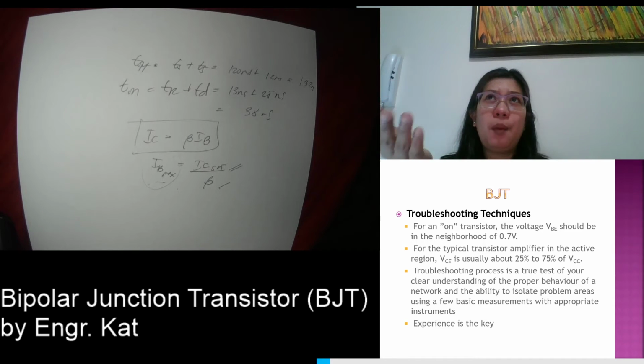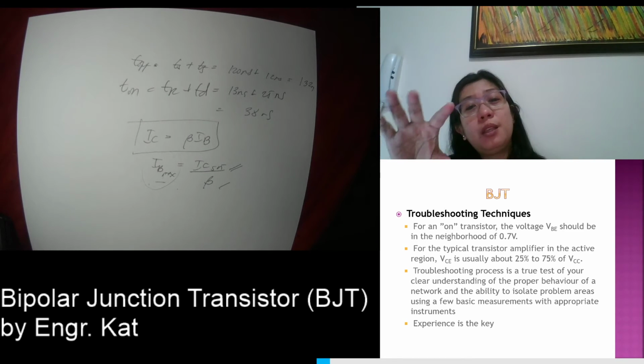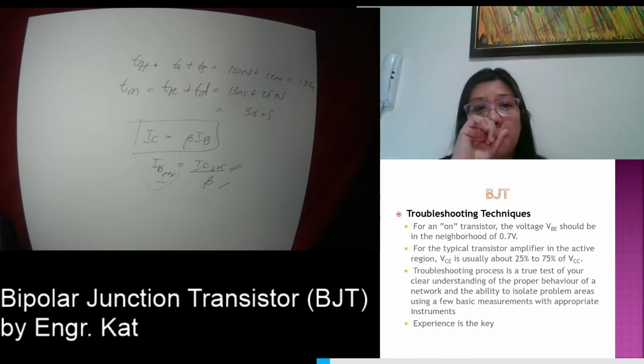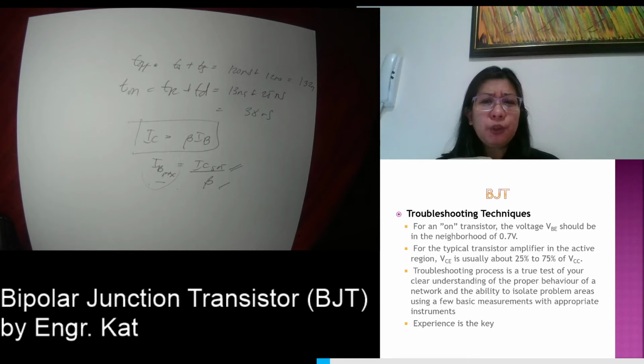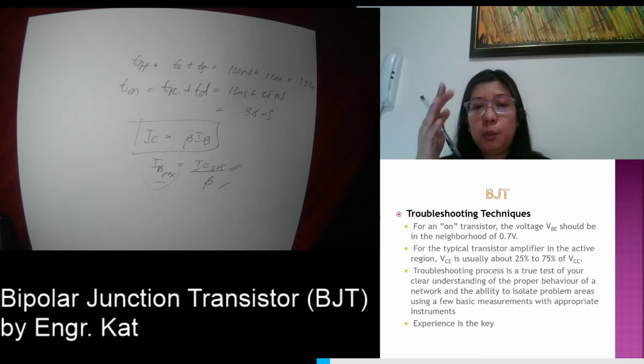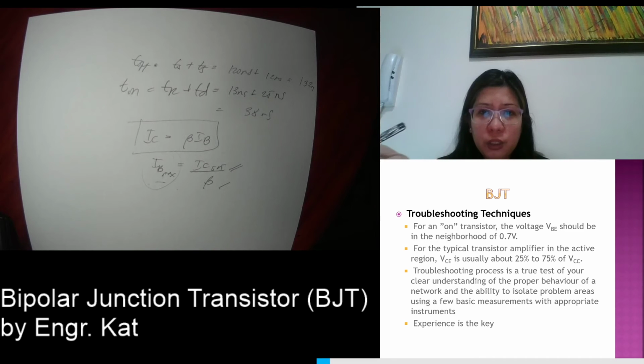So in practical application, maybe you can read about 0.5 or 0.6 volts. If that is within the vicinity of your 0.7 volts, then your transistor is good. Okay, but if it is not, maybe there is a problem, so you need to troubleshoot it. Again, for a typical transistor amplifier in the active region, VCE is usually about 25% to 75% of your VCC. So when you compute your VCE and it is within 25 to 75% of your VCC, then your transistor is typically functioning as an amplifier.